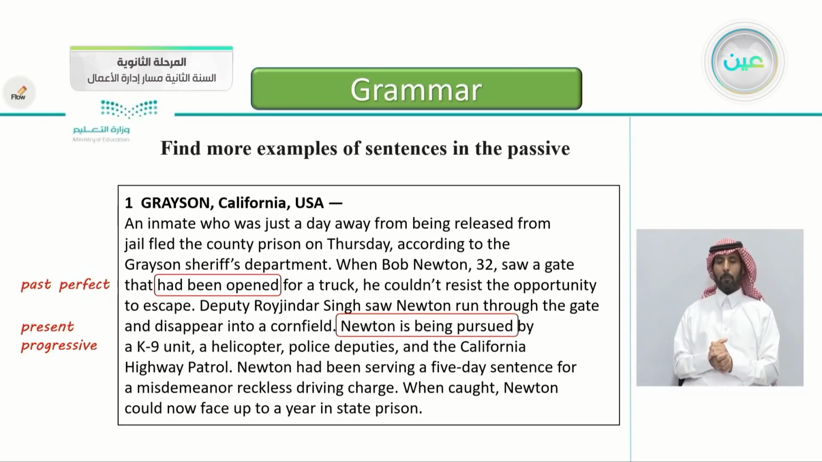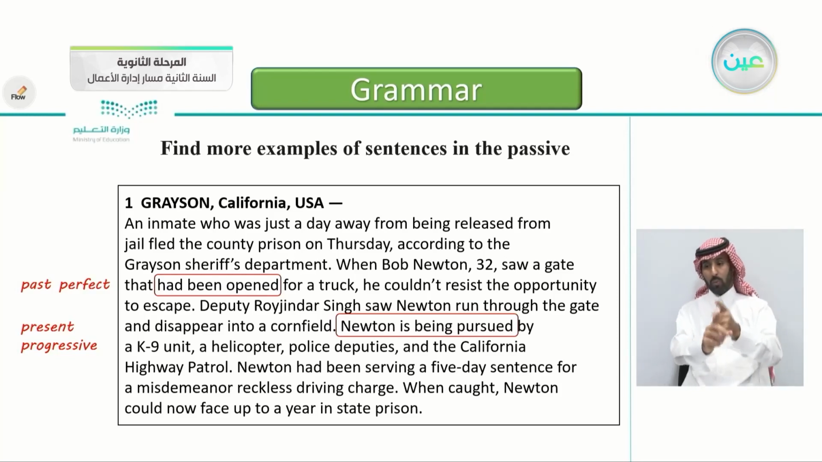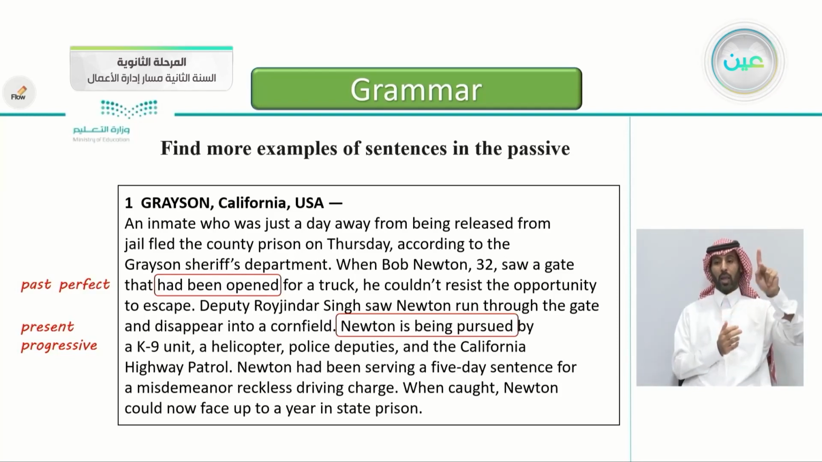And here is the present progressive. Newton is being pursued by a canine unit. This is a present progressive. Both of these are passive.